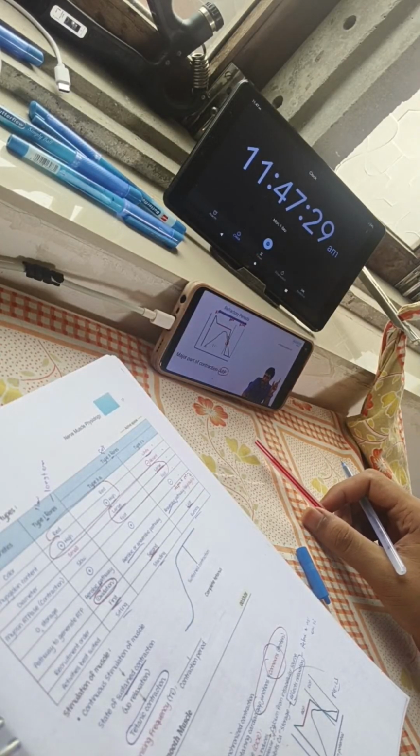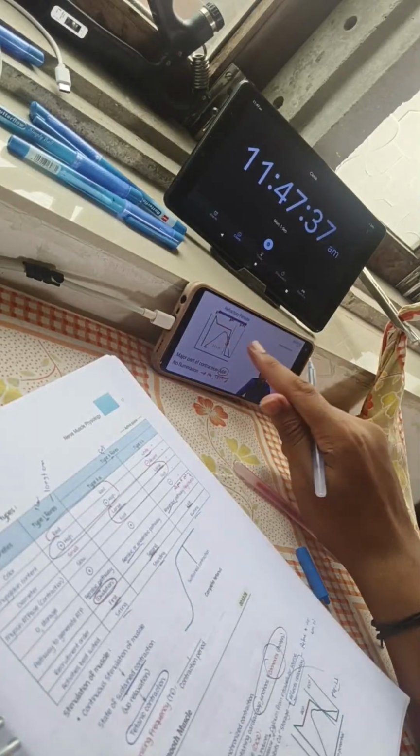What I told you, the major part of contraction lies in the absolute refractory period. So if you give another stimulus here, there is no summation possible. No summation means no possibility of tetany. Yes. Cardiac muscle cannot be tetanized. Why?